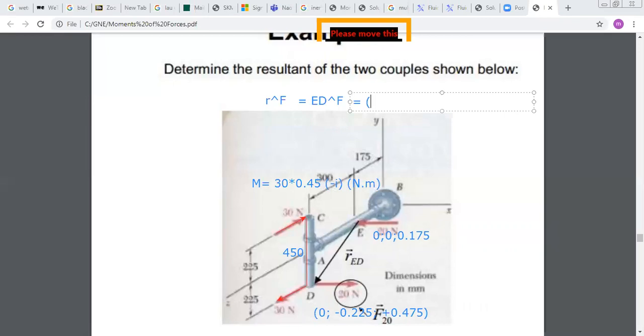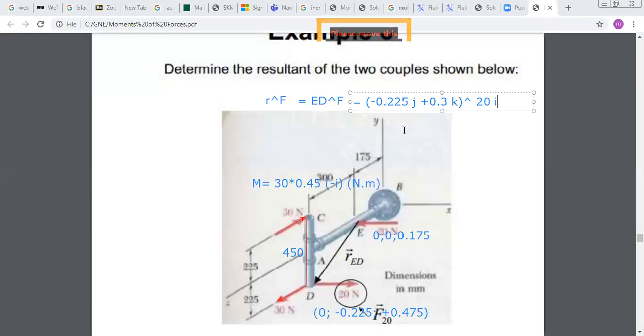Okay? So now, if I go back to my expression here, I can replace vector ED by 0 along I, along J, I have minus 0.225, and along K, I have plus 0.3. Okay, and now I can do vectorial my force. My force is along I, so it's vectorial 20I.